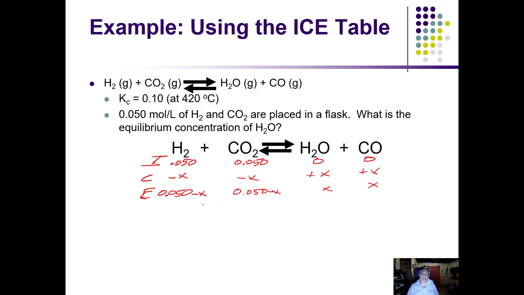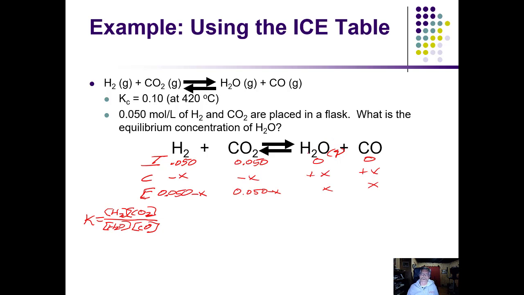Now I need the equilibrium constant expression for this reaction. It's pretty simple. All the coefficients are 1. So K is equal to the concentration of H2 times CO2 divided by the concentration of H2O. This is a gas phase reaction, or we would not be including water in this particular expression, because water as a liquid doesn't change in concentration, but water as a gas can change in concentration.